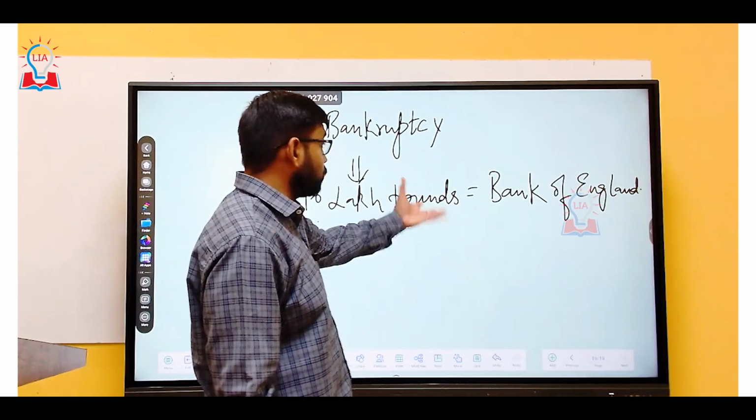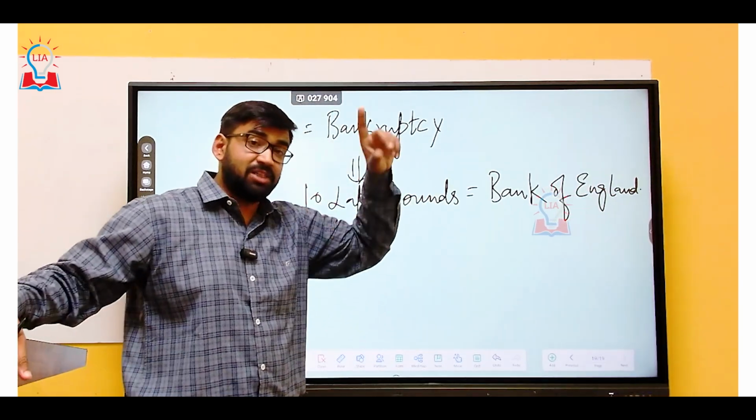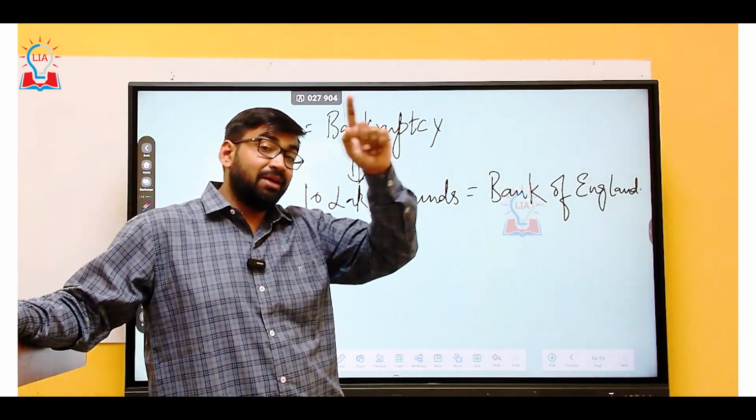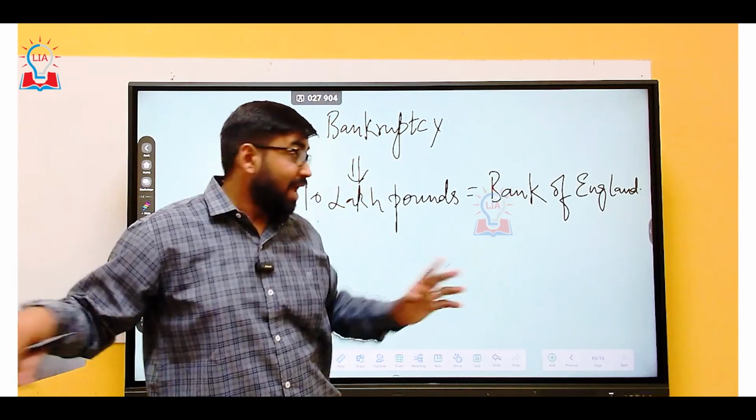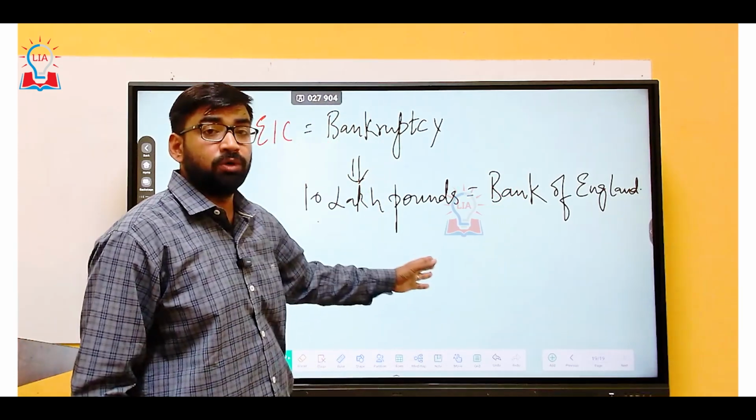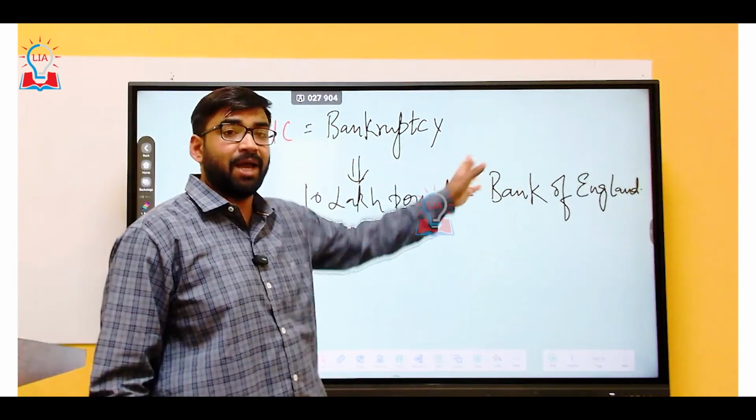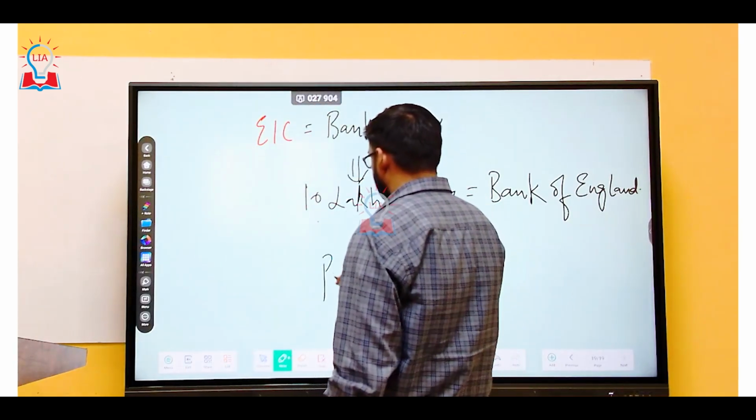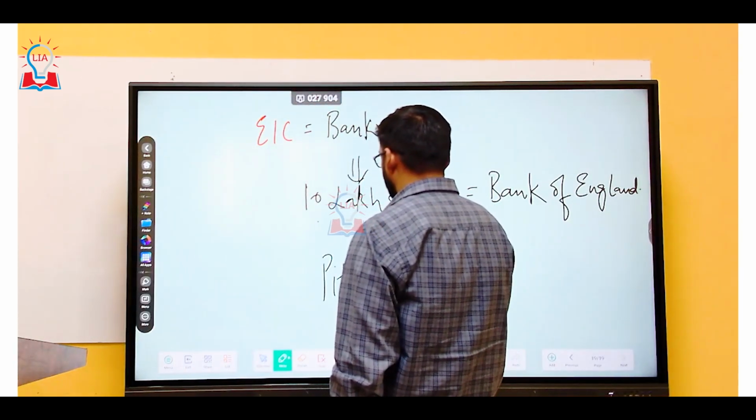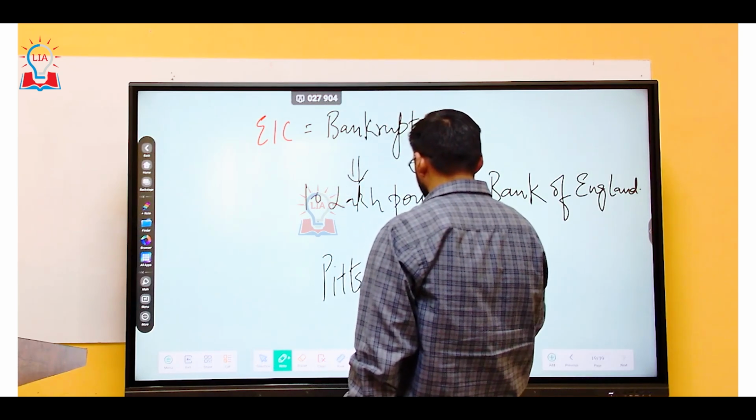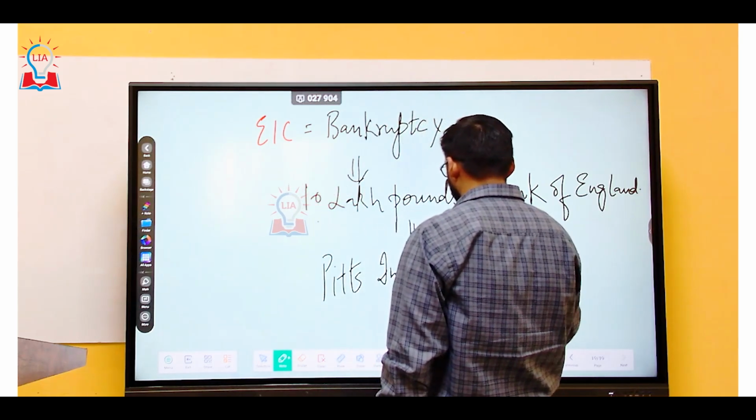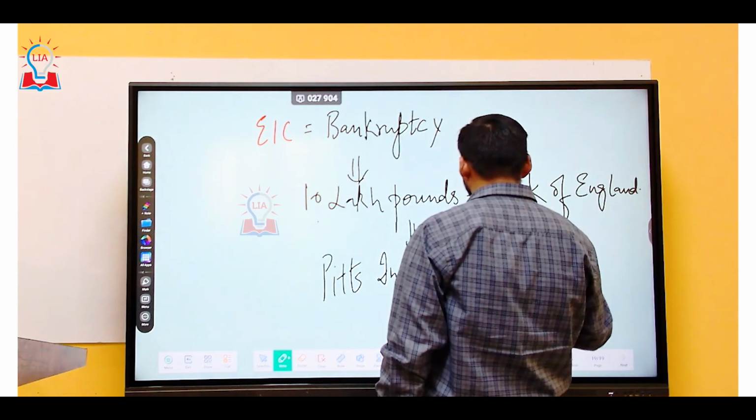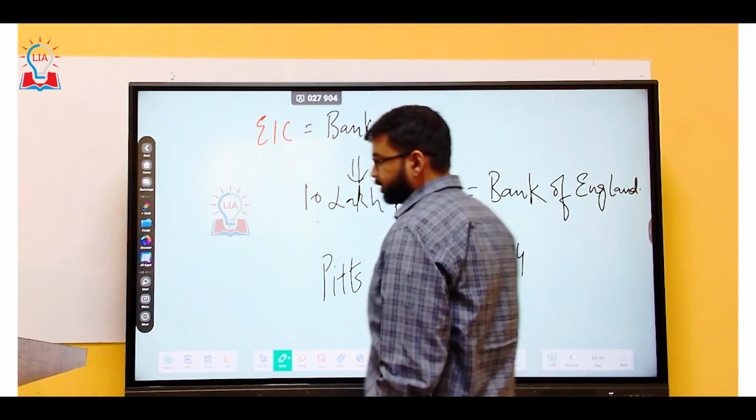So what is the outcome? Previously when they took a loan, the Regulating Act came, and this time when they took a loan of 10 lakh pounds from Bank of England, Pitt's India Act was introduced in 1784.